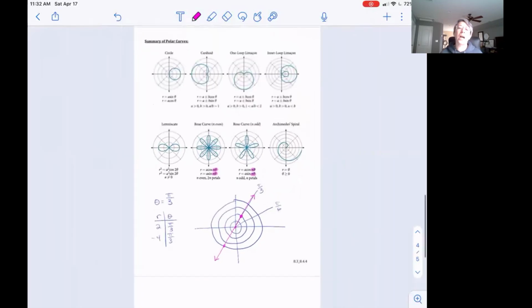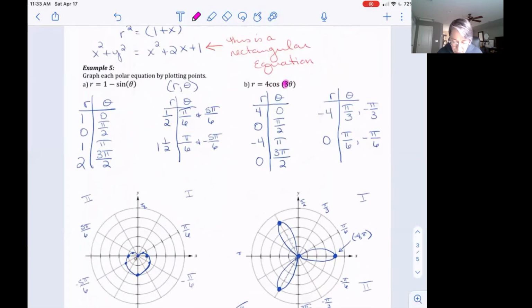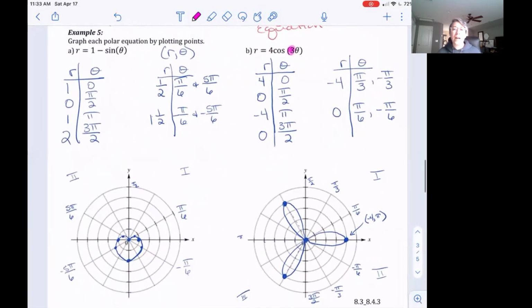So I will not require you to have the name and the formulas memorized. This is just an introduction. Know that they exist. Let's actually go back to these 2 equations in example 5 and show how to do them on the calculator. That would be our last thing.